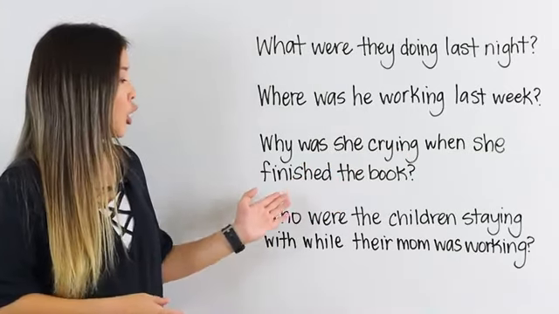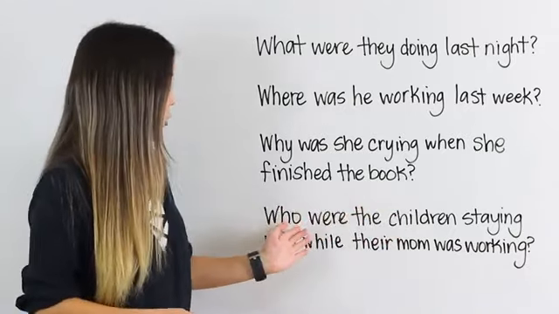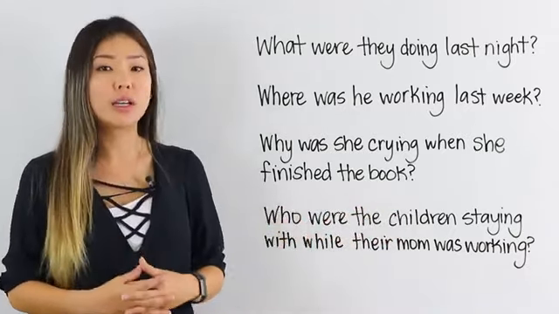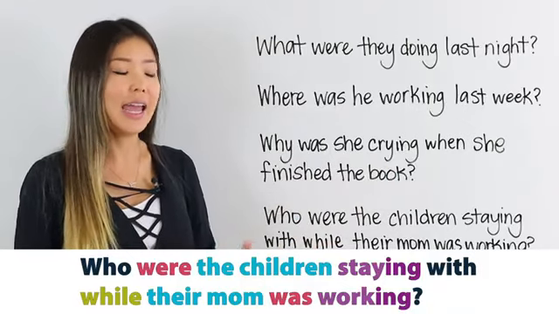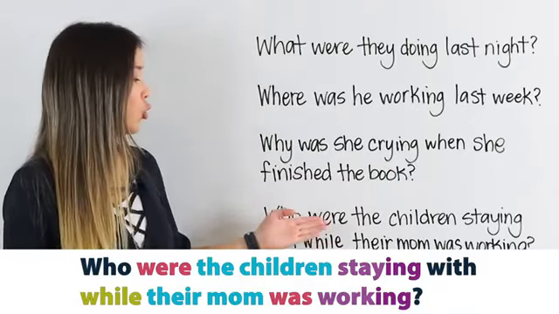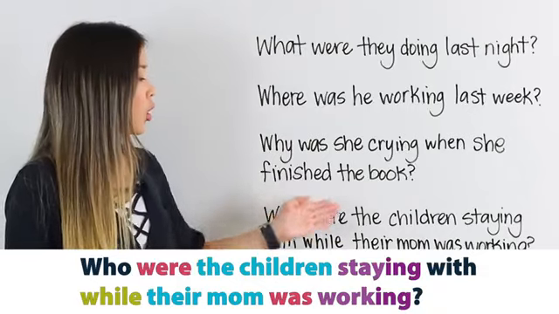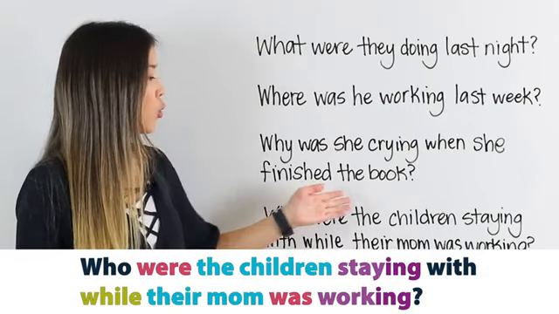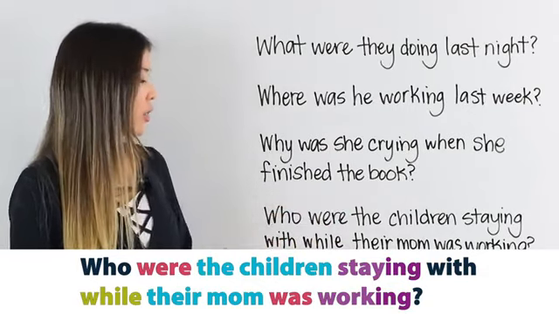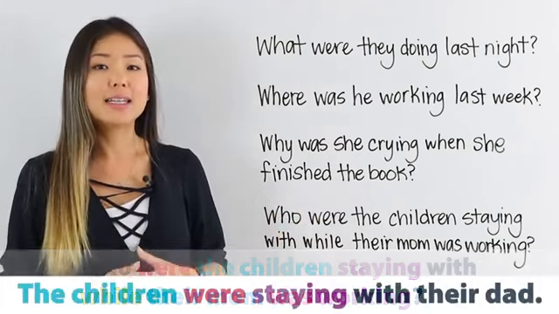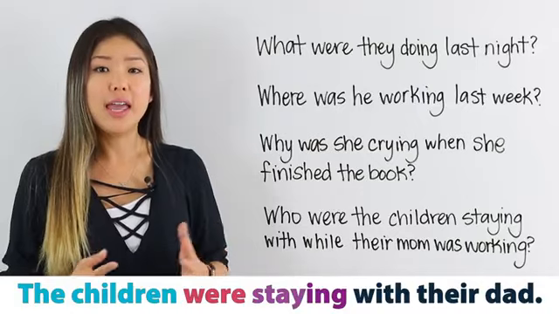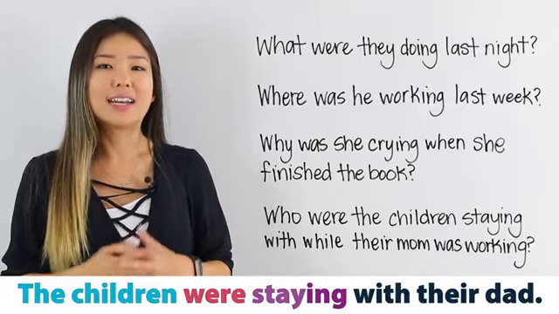And finally, who were the children staying with while their mom was working? In this case, the children is a they, so we follow who with were. Who were they, or who were the children staying with while their mom was working? To answer, I can say the children or they were staying with their dad.